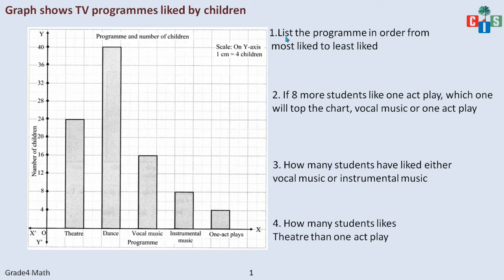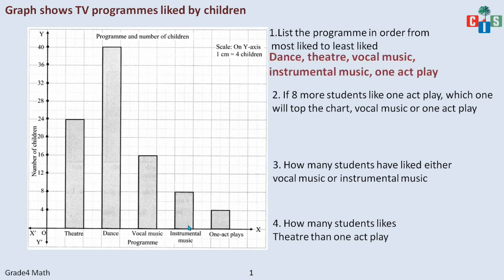The first one says, list the programs in order from most liked to least liked. Okay, so from the most colored bar to the least colored bar, in chronological order, we are going to write it. The most colored is dance, and then we have theatre, then vocal music, then instrumental music, and then one act play. So this is the answer.